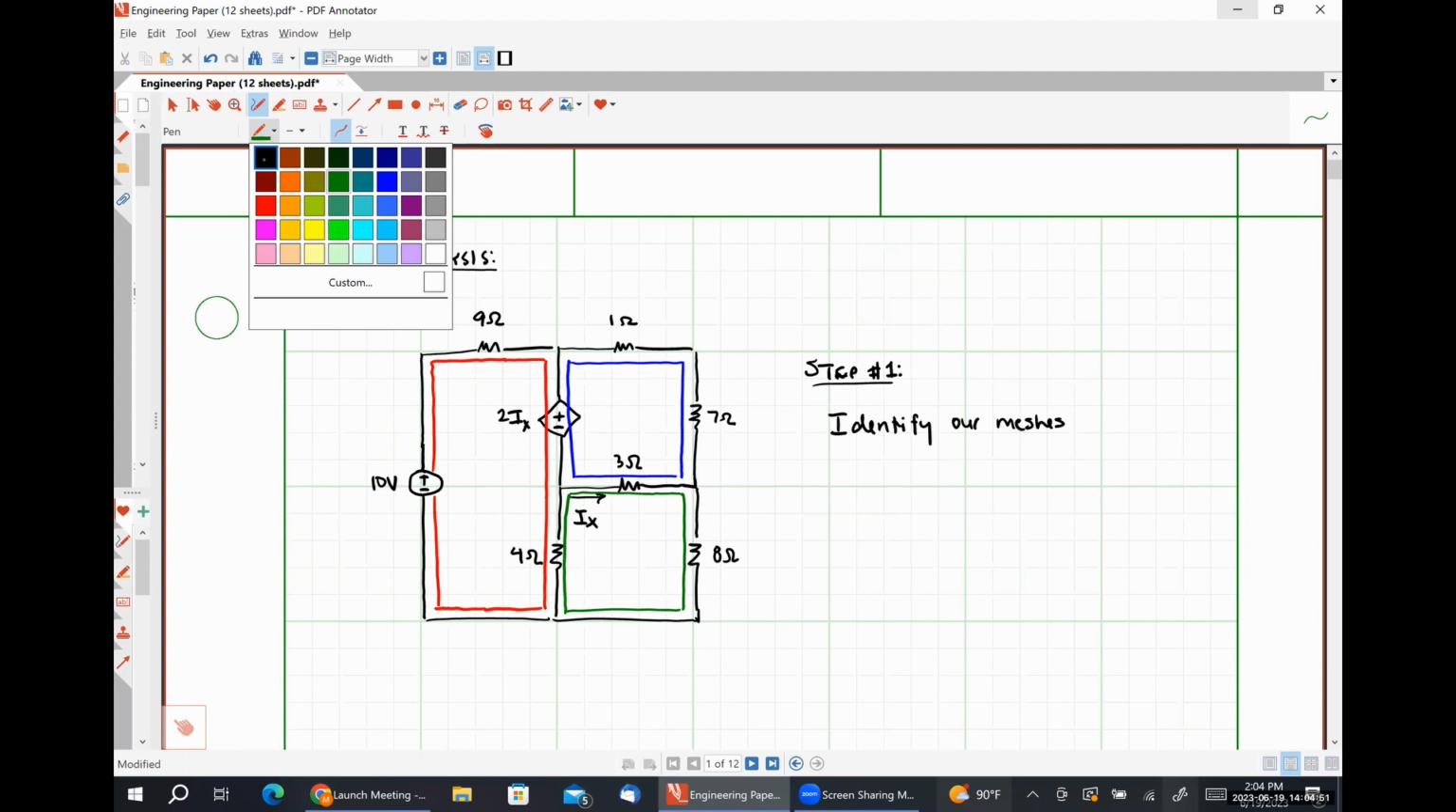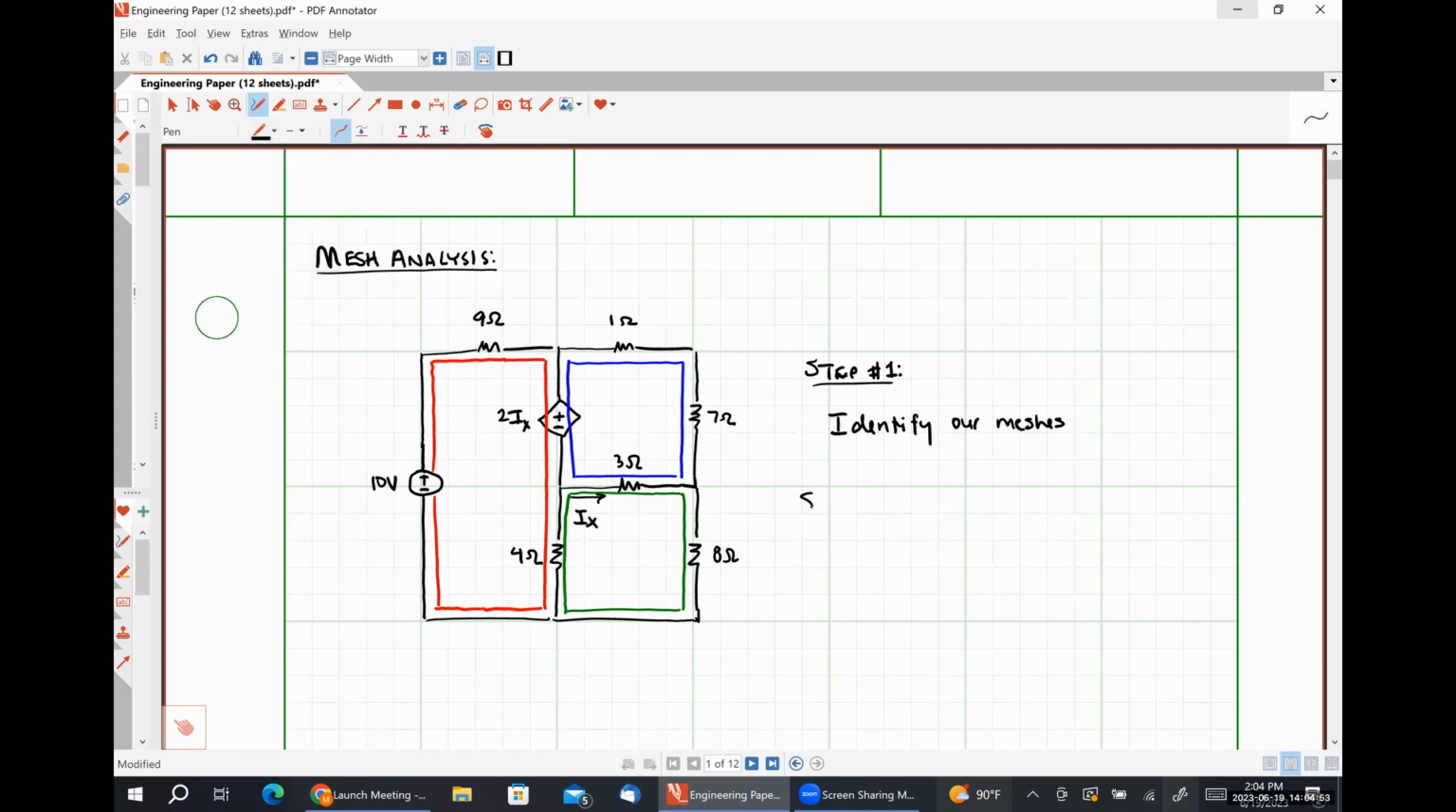Our second step, I apologize, my stylus is acting a little funny today, not as bad as it did that one day, so we'll get through this. In the second step here, we are going to label our mesh currents.